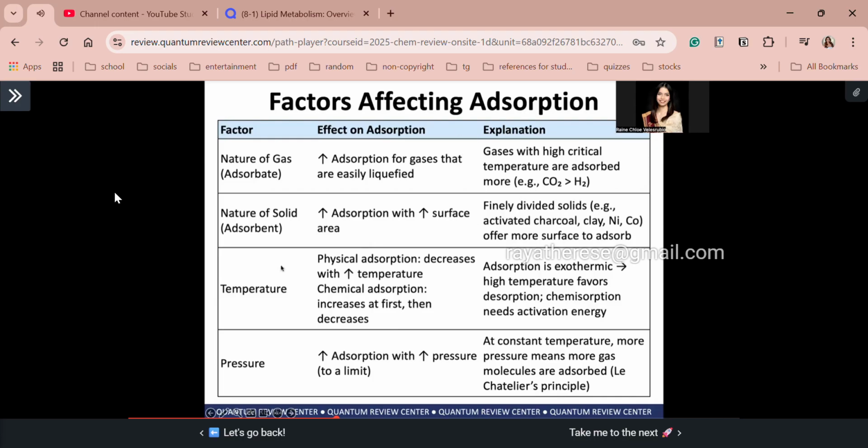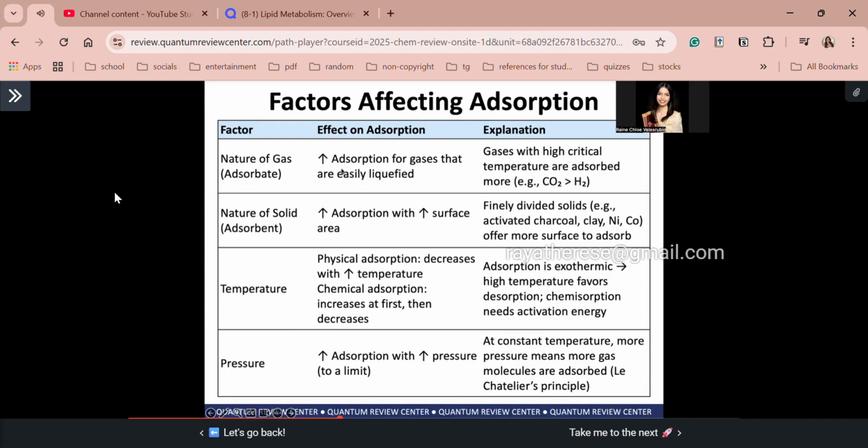Next, in terms of the nature of the solid, which is your adsorbent, so there is an increasing adsorption with the increasing surface area of your adsorbent. Okay? So that's why finely divided solids, such as activated charcoal, clay, nickel, cobalt, they have more surface sites where the adsorbate can adsorb or adhere to.